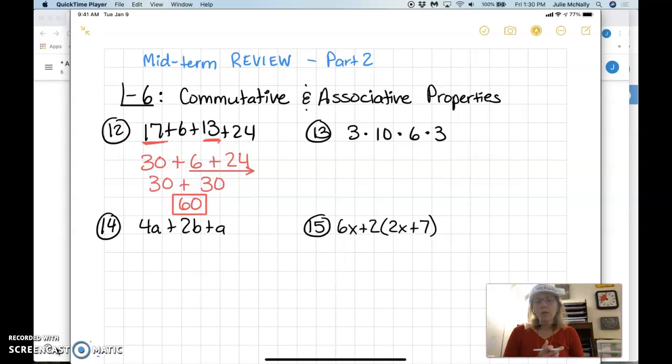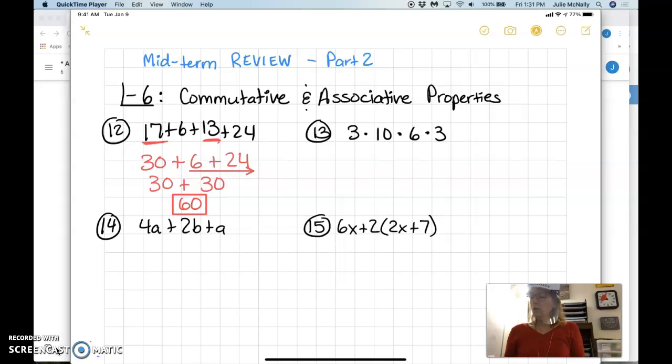Now the exam is going to be on a Google form, but you have to show your work on paper if you're in class or if you're at home. So you're going to have to write the problems down and show me your work so that I know you did it. All right, so for number 13, what should I multiply first?